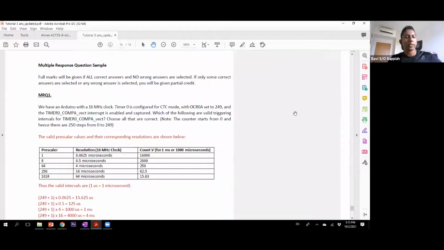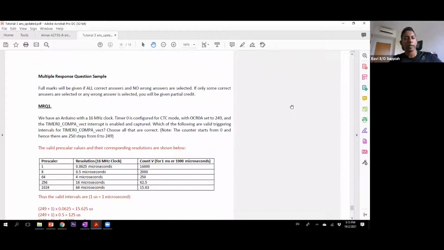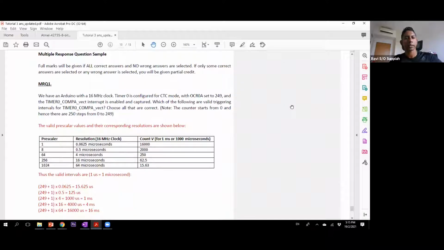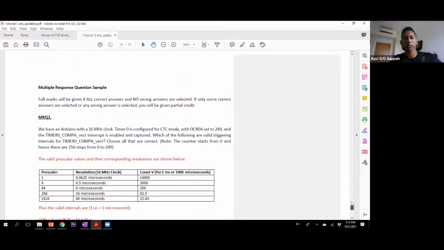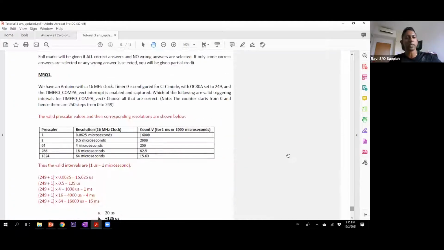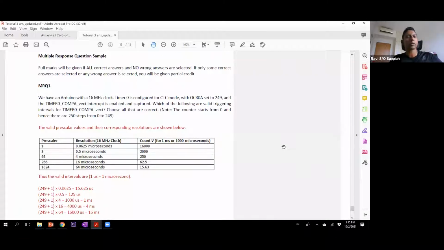And this is the multiple response question. Just now was all MCQ, correct? This is the MRQ. In a multiple response question, full marks will be given if all correct answers and no wrong answers are selected. If only some correct answers are selected or any wrong answer is selected, you will be given partial credit. So you need to look carefully to see what all the possible answers are.